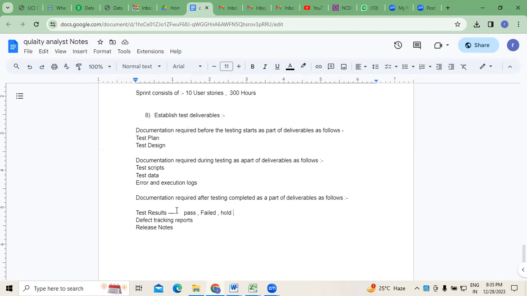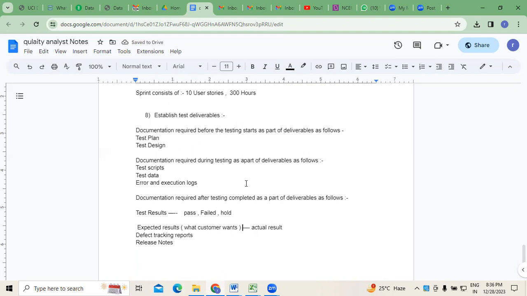Pass means whatever test functionalities we have taken were completed successfully. Whenever we see the test results, there will be two results: one is the expected result and the second is the actual result. The expected result is what the customer wants, whether it is the end user or the client. What the customer wants is called the expected result.